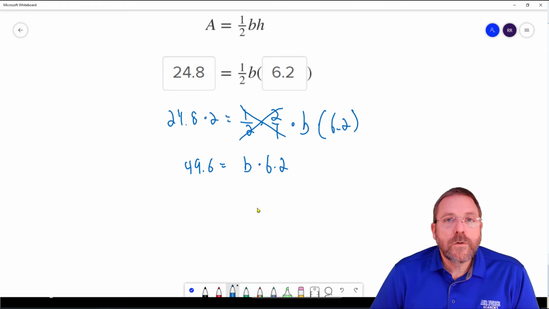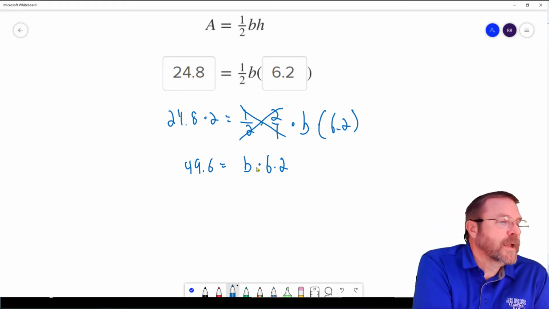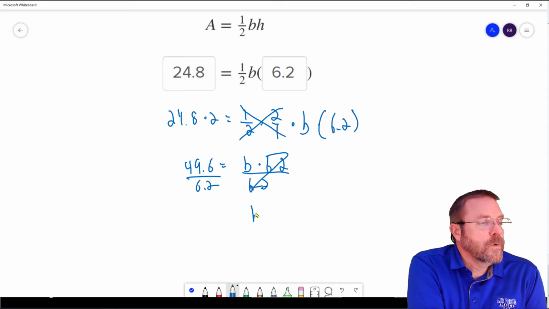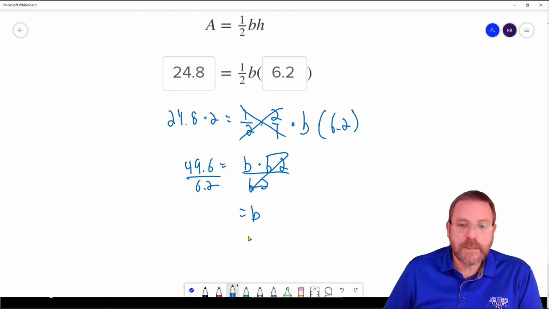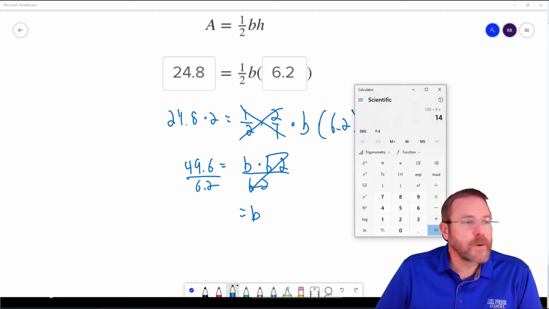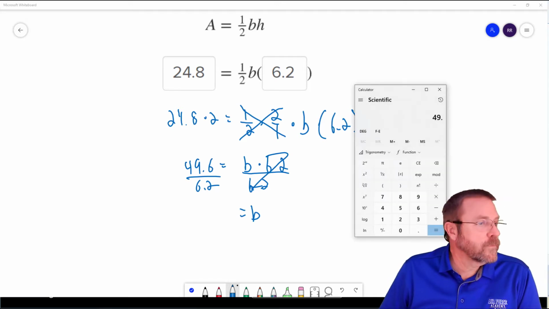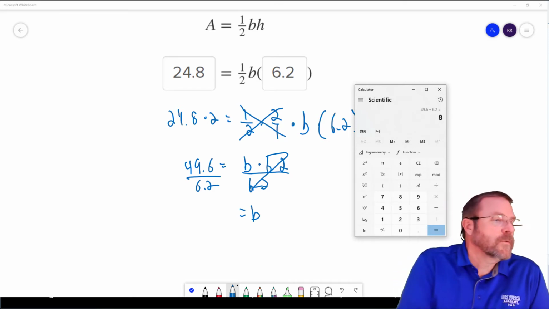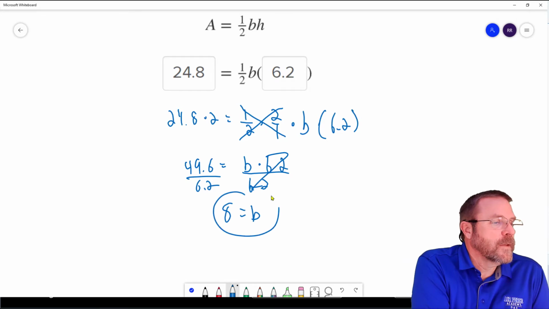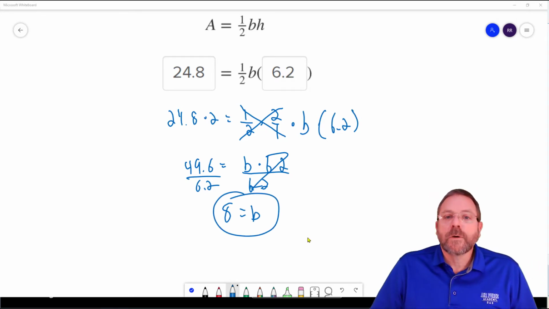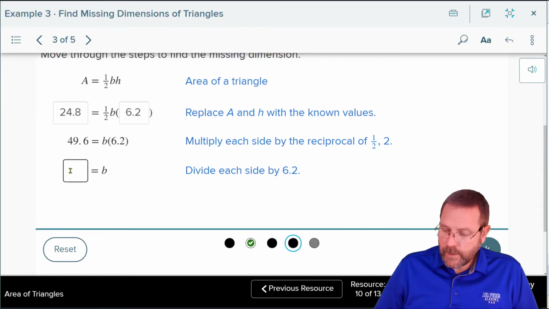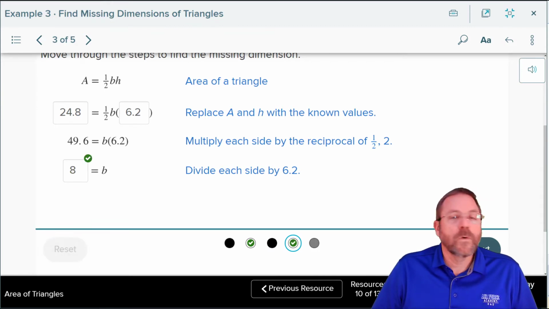Now you have to undo your multiplication by dividing by the 6.2 on both sides. These divide out, becoming 1. 1 times the base is the base. And to save you a little bit of time on the video, we're just going to do it like this: 49.6 divided by 6.2. And that's going to give us a final answer that the base is equal to 8. We'll jump back over to our problem here and plug in the 8 for the base, and it's going to check.